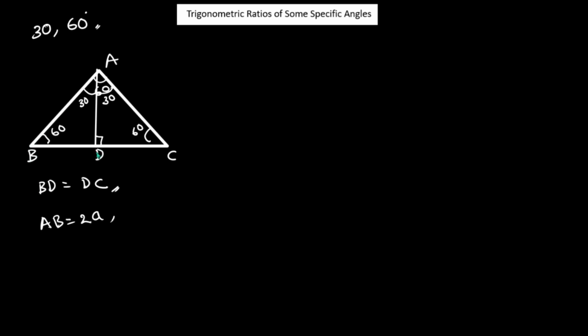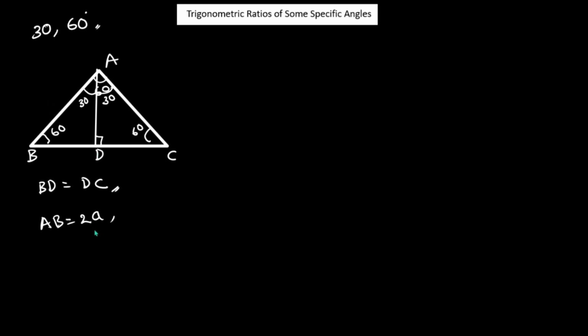Then BD will become half of that, right? So it will become A by 2 and A by 2. That will make the simplification a little bit tricky. If you take AB equal to A, it will become easier for the calculation. Nothing wrong if you take this as A and this as A by 2.